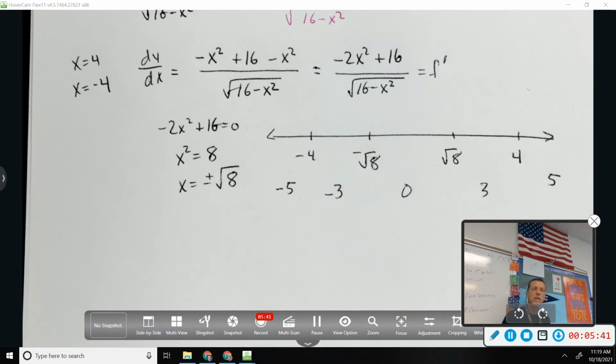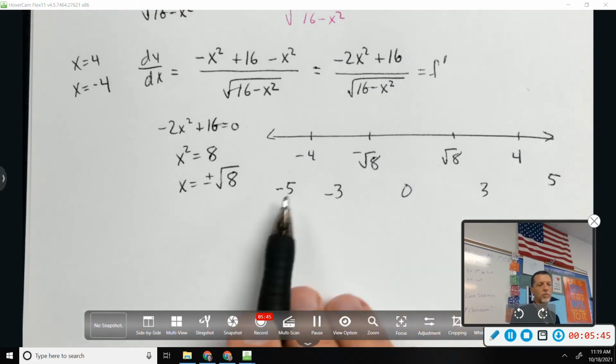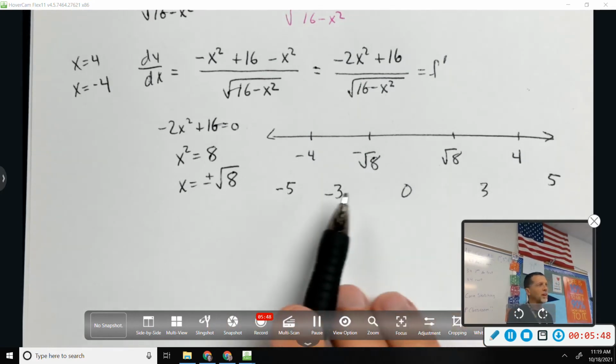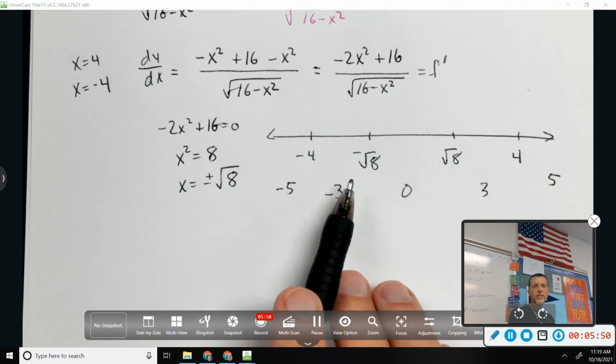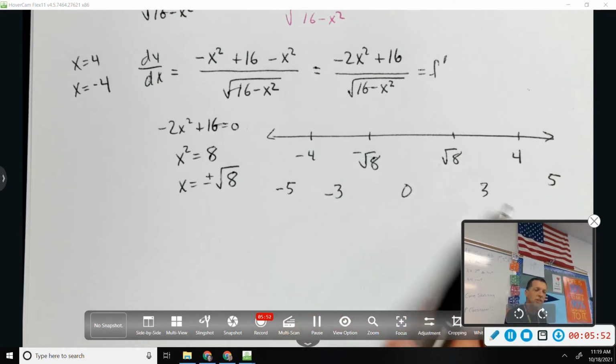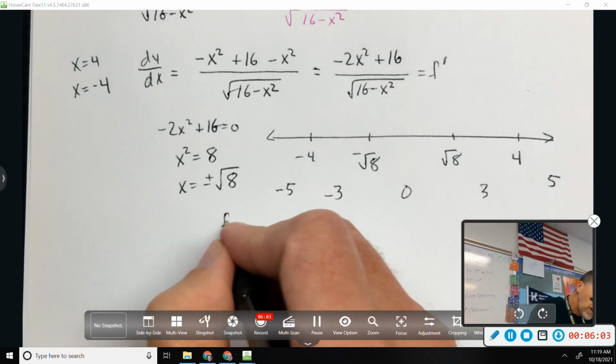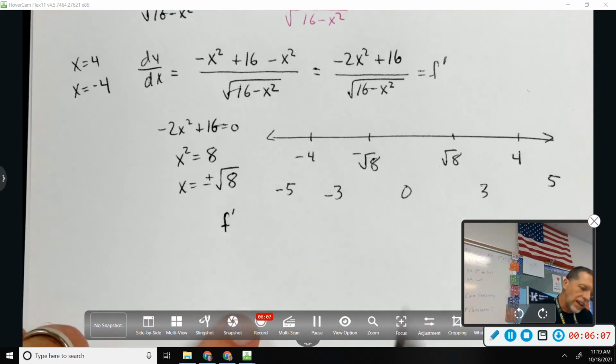What is the square root of 8? So, those are my test subjects. Remember my tributes to go and volunteer, and where are we going to put them? F or F prime? F prime, because F prime will tell us increasing or decreasing. So F prime. The good news is all I care about is positive and negative.